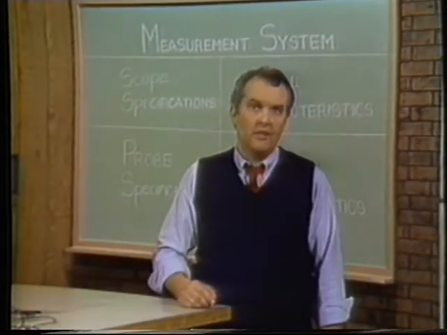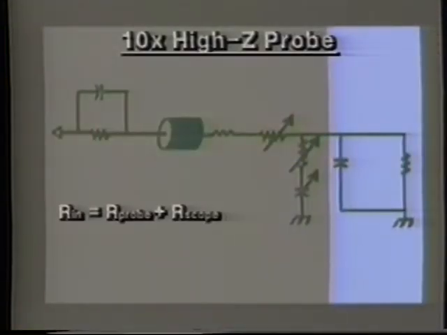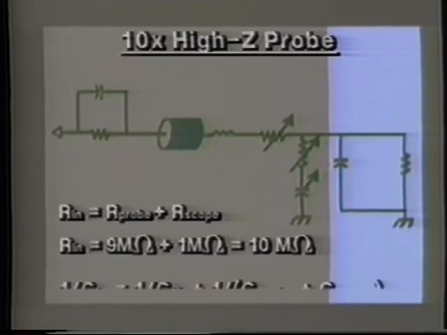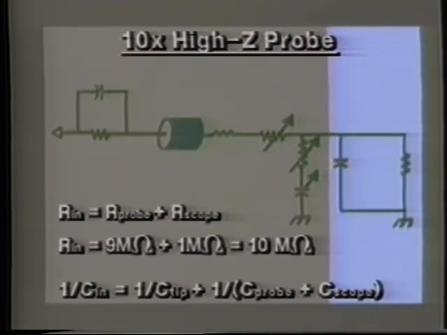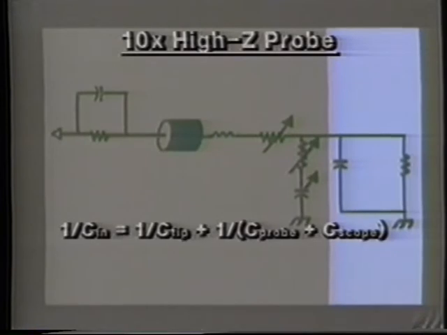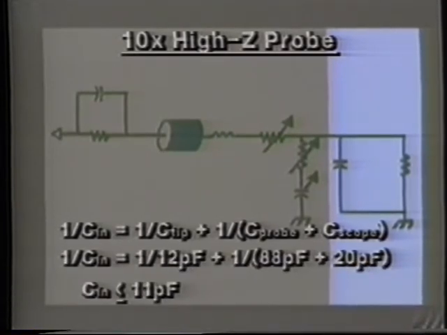Reduced loading. R in equals R probe plus R scope, or 10 megohms. C in equals the series combination of C tip and C probe plus C scope. Since series capacitors add like resistors in parallel, C tip places a limited value on C in. Using the formula, we fill in the blanks. For a C in of less than 11 pF, less than the C in of the scope, and 49 pF less than the C in of the 1x probe.